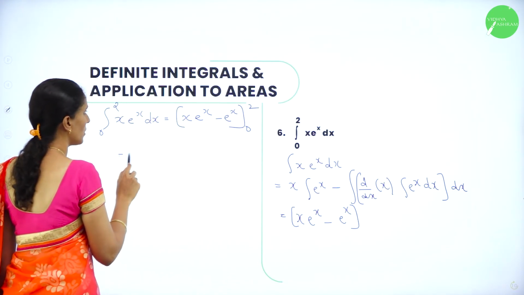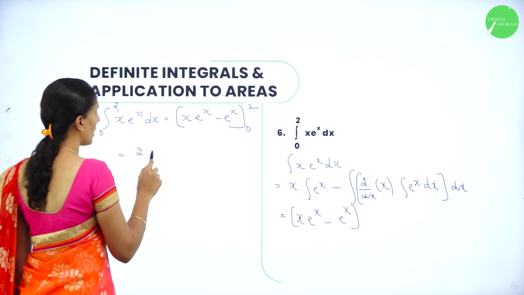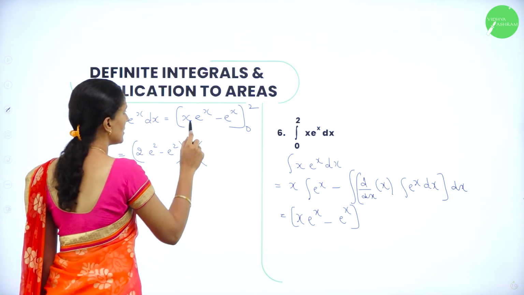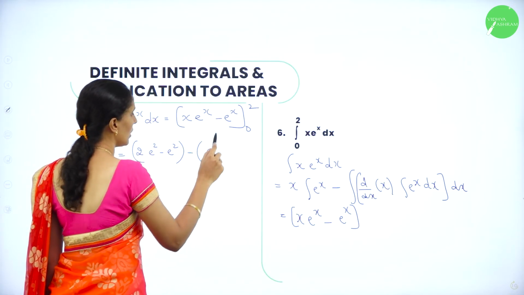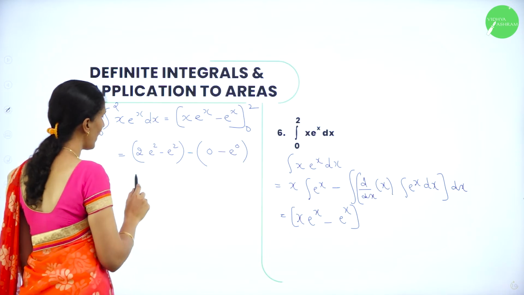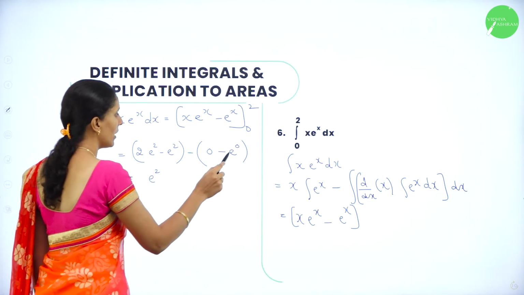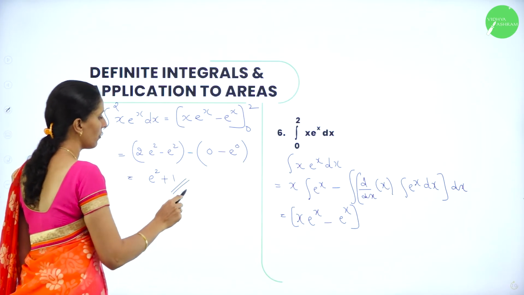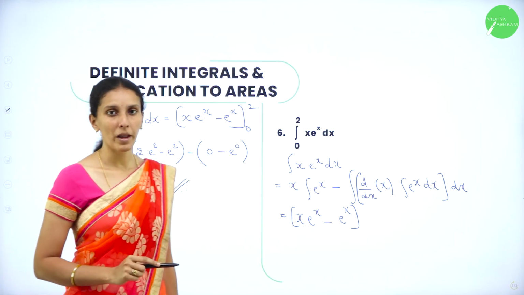So let's substitute here. It is 2. You can take 2e square minus e square minus 0 into e power x is 0 only, minus e power 0. So here it is 2e square minus e square, e power 0 is 1, minus into minus is plus 1. So the value of the given integral is e square plus 1.